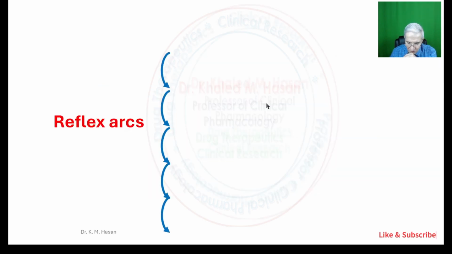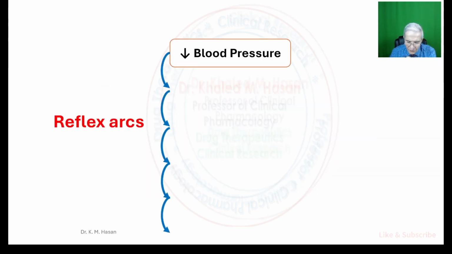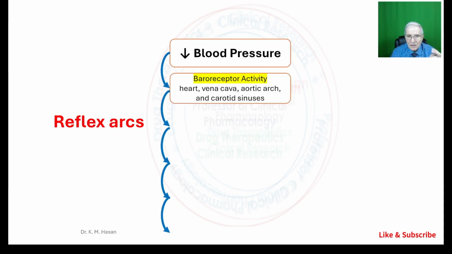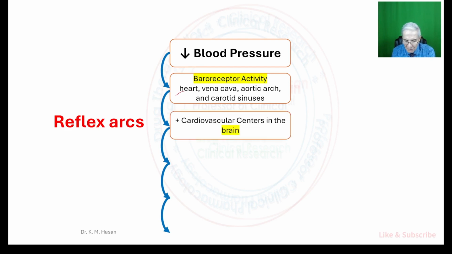Okay, starting with the first step. When someone suffers from decreased blood pressure, what happens? We have a receptor called the baroreceptor. These baroreceptors are available, as you can see, in the heart, vena cava, and aortic arch, and in the carotid sinus, and this will activate the cardiovascular center in the brain. So first of all, decreasing blood pressure activates baroreceptor activity, and this will activate the cardiovascular center in the brain.